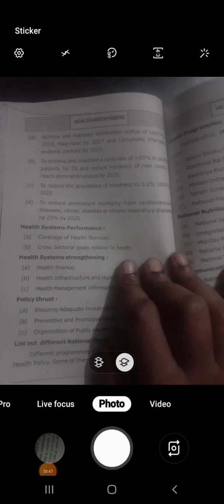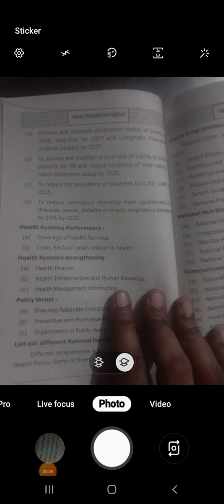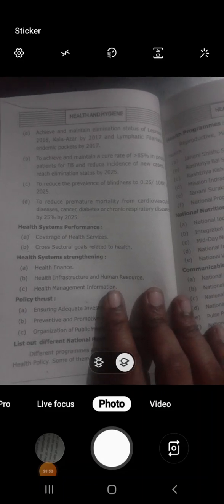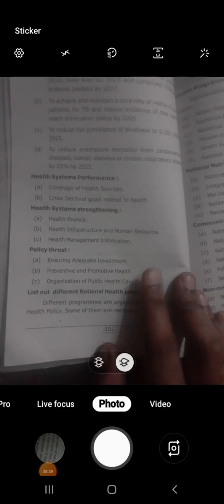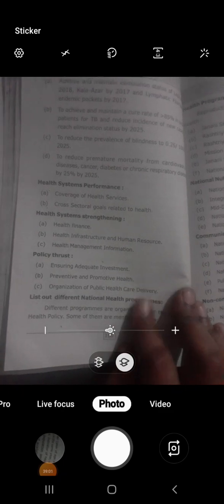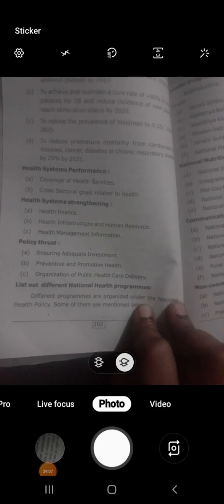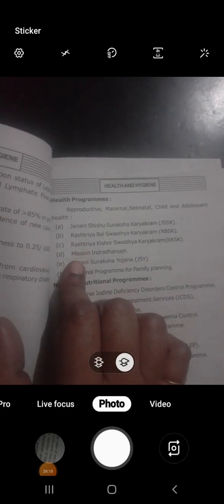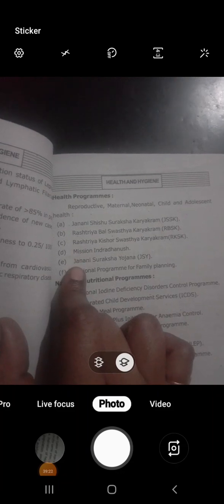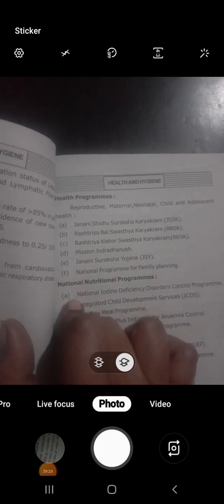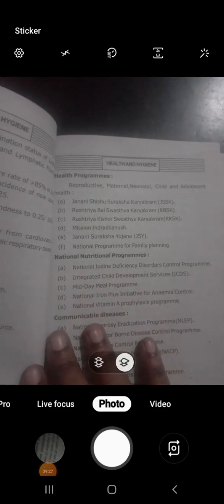Performance: coverage of the health service. Cross-sectional goals related to health system strengthening are finance, infrastructure, human resource management, and information also. Policy thrust includes ensuring adequate investment, prevention and promotion of health, and organizing public health care centers. So the different national health programs are nothing but Janani Shishu Suraksha Karyakram, Rashtriya Bal Swasthya Karyakram, Rashtriya Kishor Swasthya Karyakram, Mission Indradhanush, Janani Suraksha Yojana, and the National Program for Family Planning we are going to have.